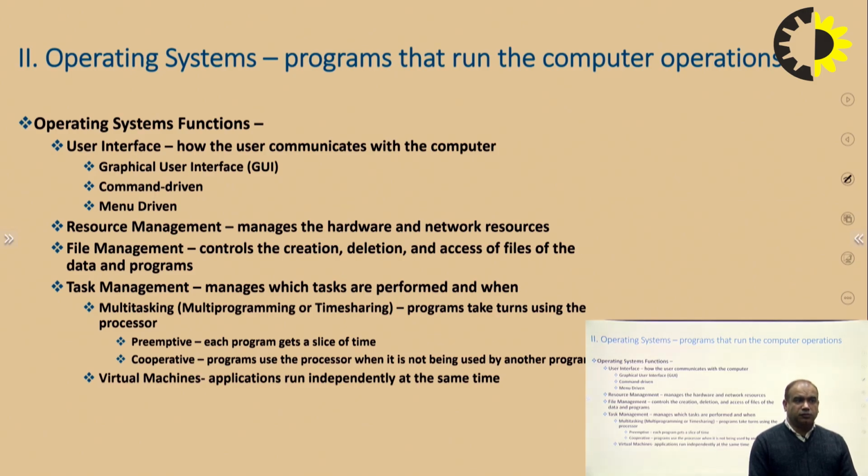If I talk about multitasking, programs take turns using the processor. Also, in preemptive, each program gets a slice of time. If I talk about cooperative, a program uses the processor when it is not being used by another program. Next is the virtual machine. Virtual machine applications run independently at the same time.